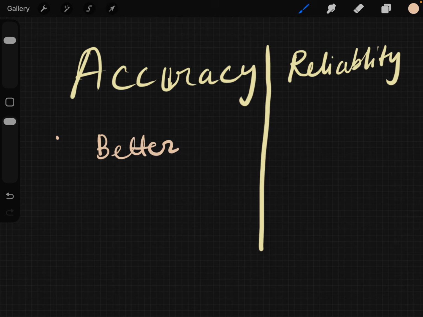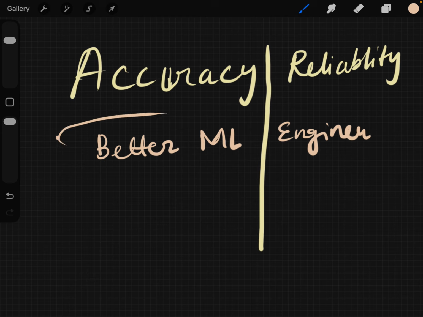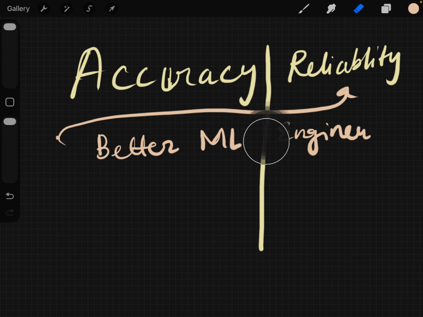A better ML engineer needs to have an understanding of the reliability part. It helps you design systems that are safer, more responsible and more realistic about their limits.